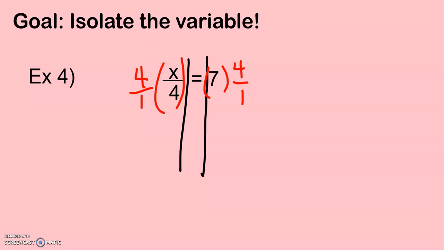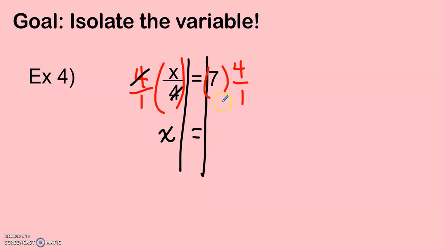My 4's end up canceling out. Again, same reason as in example 3, 4 divided by 4 is 1. They're gone. And I don't need to worry about this 1 in the denominator. 1 times x just gives me x. Or excuse me, not 1 times x gives me x. That's x divided by 1. Excuse me, but I do not need to write the divided by.